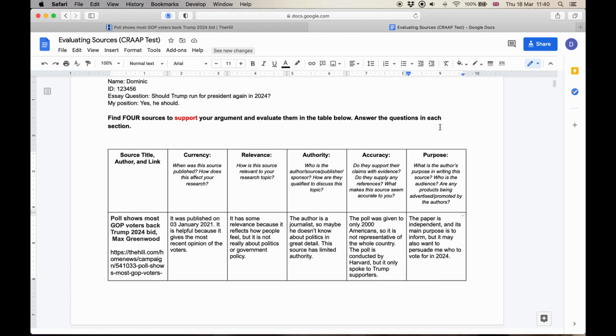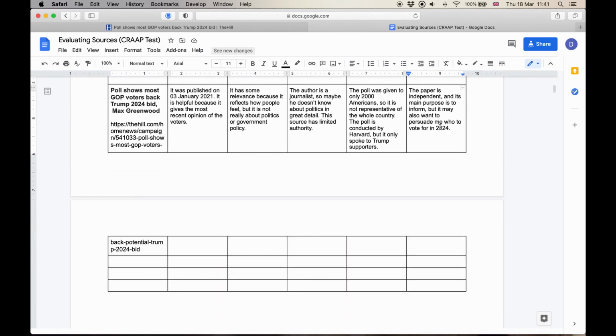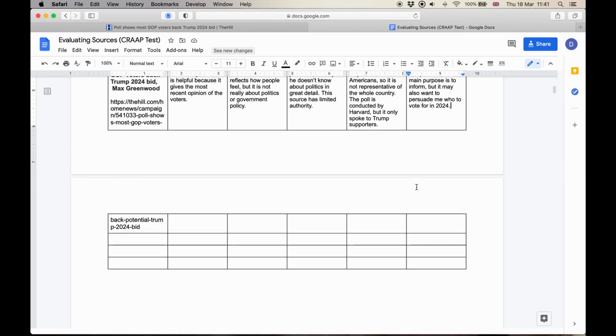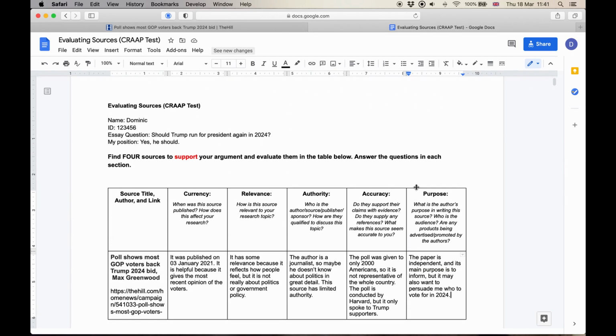So I have completed my CRAAP test for one source. You need to do this for 4 sources, fill every box, and please make sure you have read your sources first.